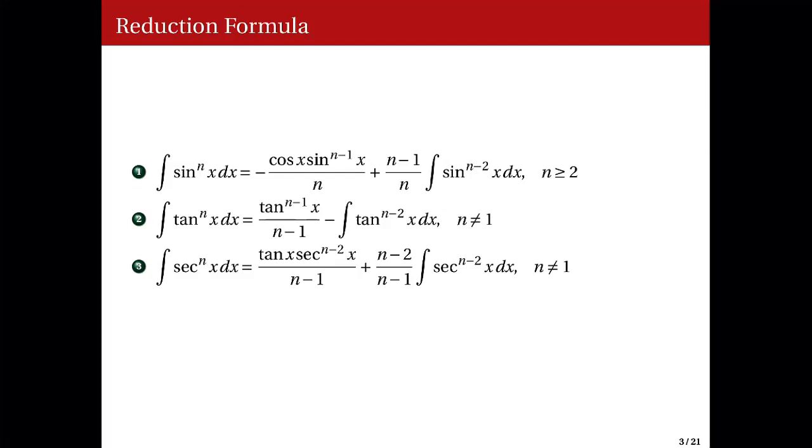Maybe the technique would be integration by parts. You'll just have to think about which identity from the trigonometric functions you're going to use, or how you're going to decompose this secant to the n. So try to work on the derivation of this reduction formula for secant to the n.